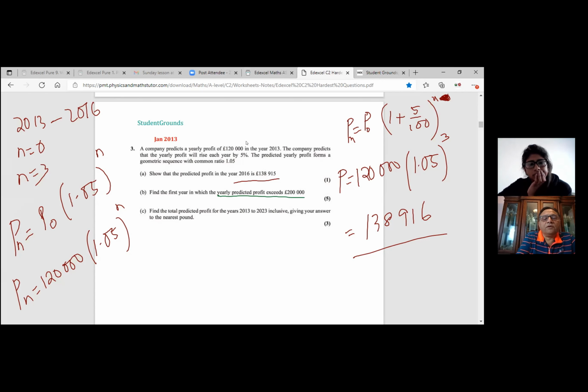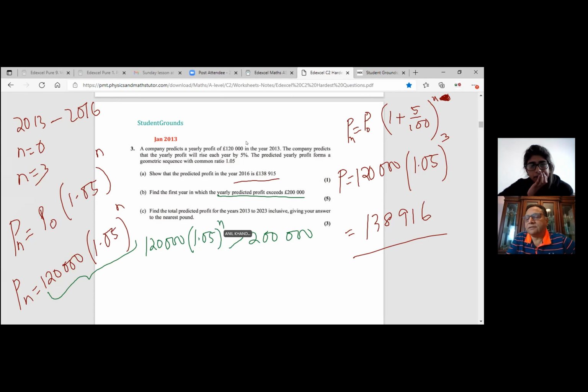So we want this value to be more than 200,000. And we want to calculate the value of n. So it is 120,000 divided by 1.05 to the power of n. That should be greater than this.